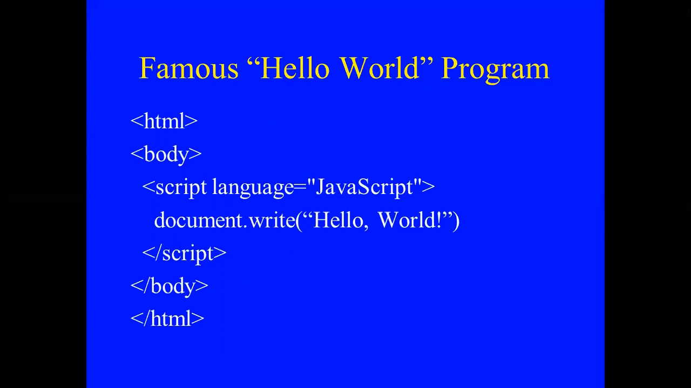Then see the sample program for JavaScript. We can save the JavaScript code with a .js extension. Here you can see the HTML document. First the HTML tag, then the body tag. Inside that we are going to write the script tag. Here you can see script language equals JavaScript. Then we can print hello world by using document.write. This is the syntax for printing any word. Inside this, in between double quotes, hello world. This statement will print hello world.